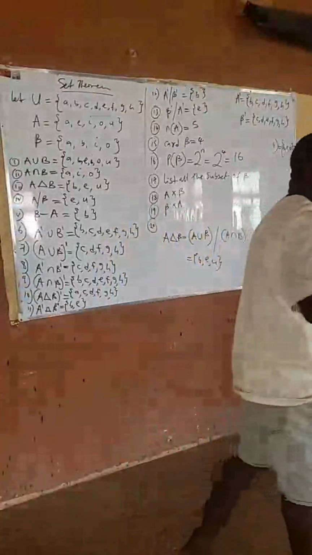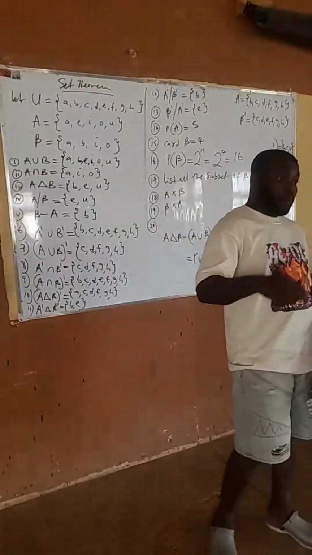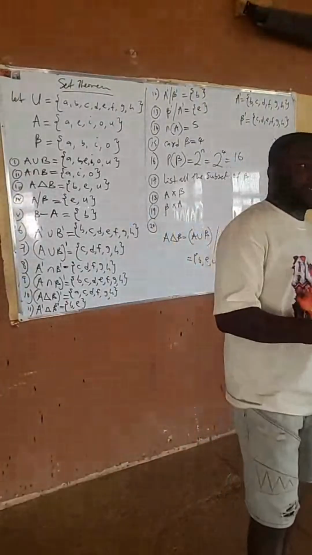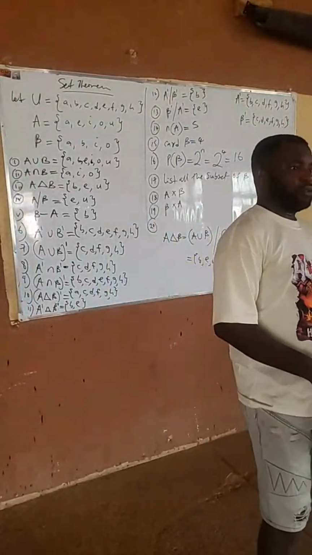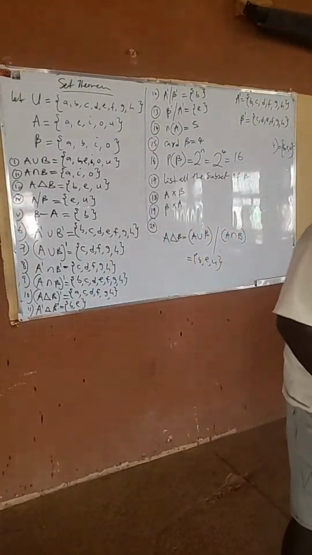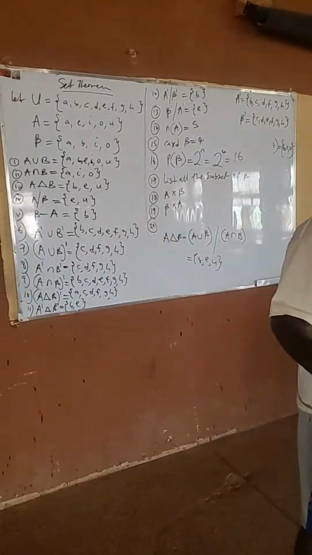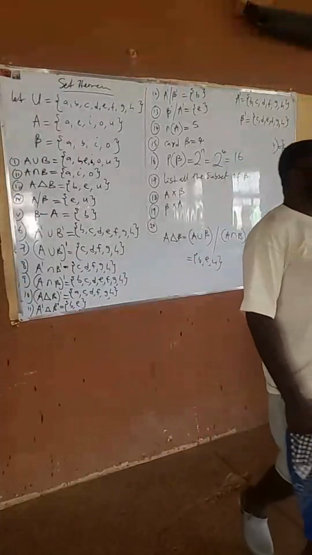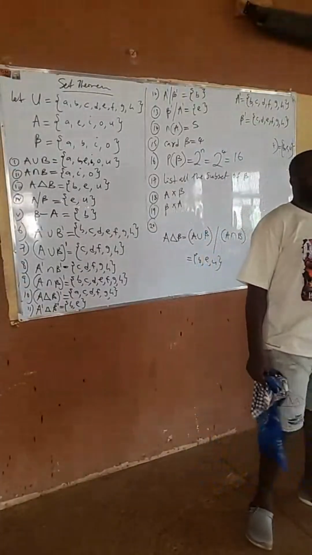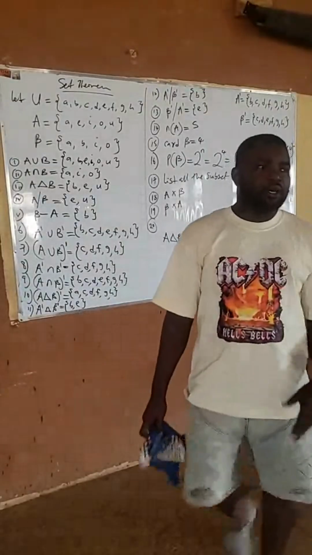Then the power of set A is the number of all the subsets of set A. You understand the difference? This one is element, this one is subset. That's the difference. Cardinality is talking about elements, while power is talking about subsets. So the power of set A is the number of all the subsets of set A.